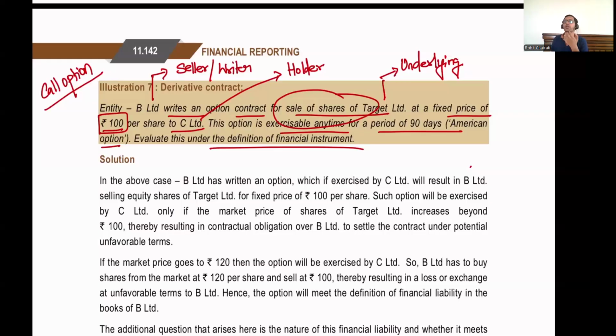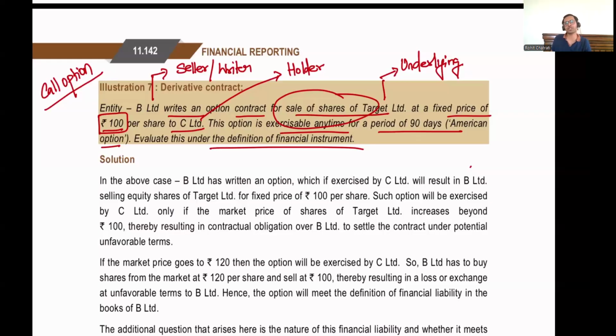The option over here is exercisable at any point in time over the next 90 days. So the option can be settled at any point in time over the next 90 days, where if C Limited exercises the option, then B will be obligated to sell. C Limited will receive a share of Target Limited, and it will pay 100 rupees to B Limited. Alternatively, from the viewpoint of B, it is going to deliver shares of Target Limited and will receive 100 rupees from C Limited. So this is going to be settled at a future point in time as well.